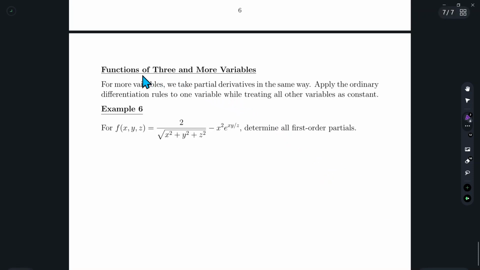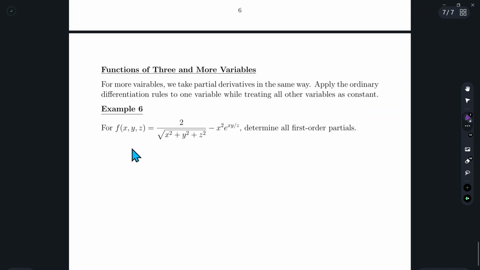Okay, so in this video, we take a look at partial derivatives for functions of 3 or more variables. When we're dealing with more variables, taking partial derivatives follows exactly the same rule. You apply the ordinary differentiation rules to one variable at a time while treating all other variables as constant.